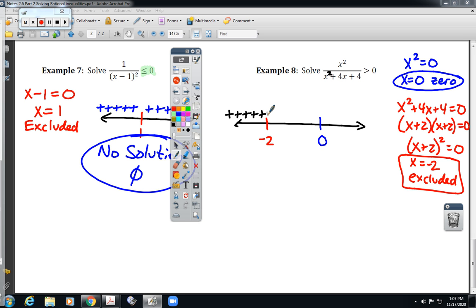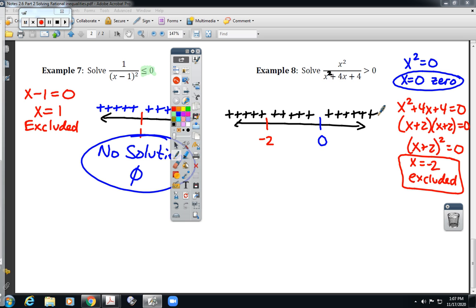Then we pick a number between negative 2 and 0. How about negative 1? Negative 1 squared is positive 1, so the top is positive. The bottom would be positive 1 minus 4 plus 4, which is also positive. So a positive divided by a positive, guess what? That's still a positive. And then we plug in 1. 1 squared is 1, so the top is positive. On the bottom, 1 squared plus 4 plus 4, that's positive 9. So positive over positive, that whole section is also positive.